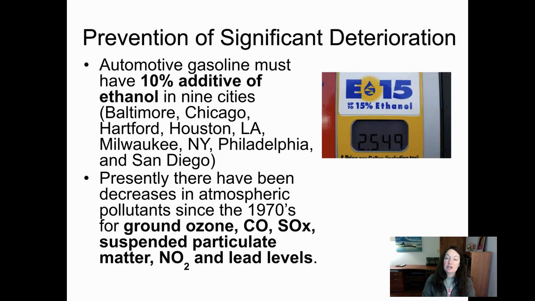We also have started adding ethanol to our gasoline. So automotive gasoline has to have at least 10% ethanol in it in certain cities. So this is to help reduce pollution there. You can see this picture here. You might have seen E85, but I found a picture of E15 ethanol, which has 15% ethanol.